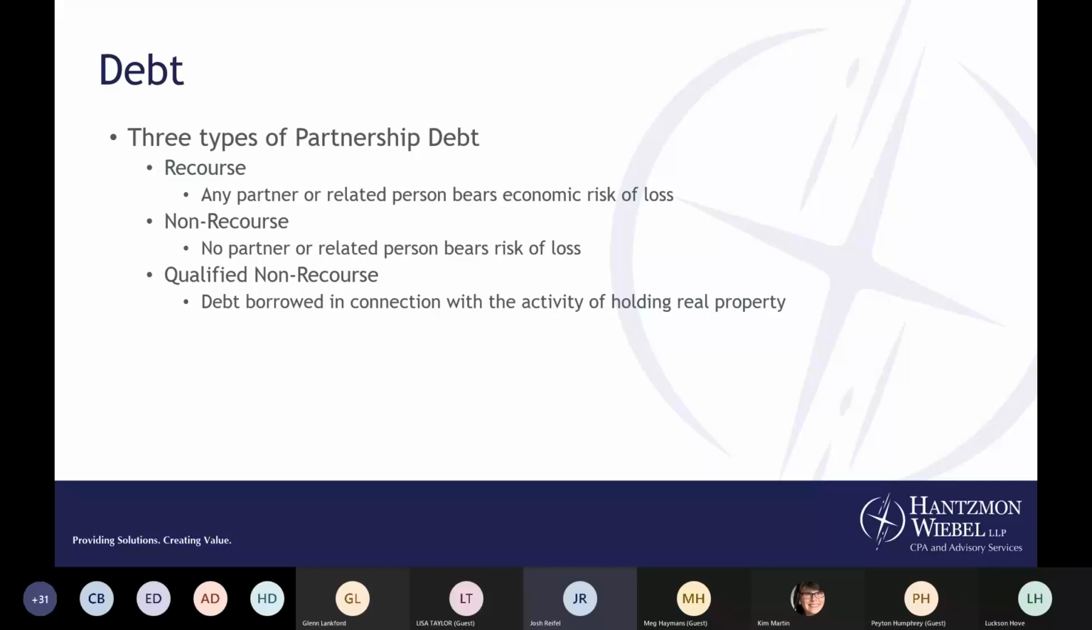And qualified non-recourse, this is actually kind of a separate category. It doesn't fall into the same section as recourse and non-recourse, but qualified non-recourse debt is debt borrowed in connection with the activity of holding real property. So rental real estate businesses, you see them a lot in that. And that type of debt actually does not fall under the rules of at-risk. So it's kind of a separate category that you're only going to see when you're dealing with real property partnerships.